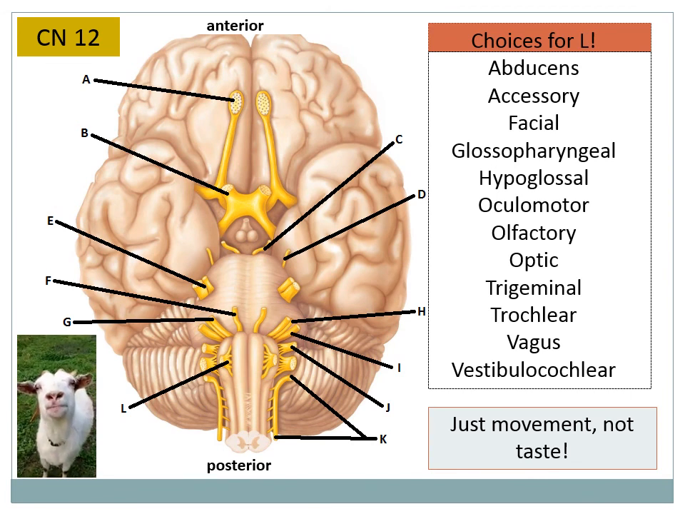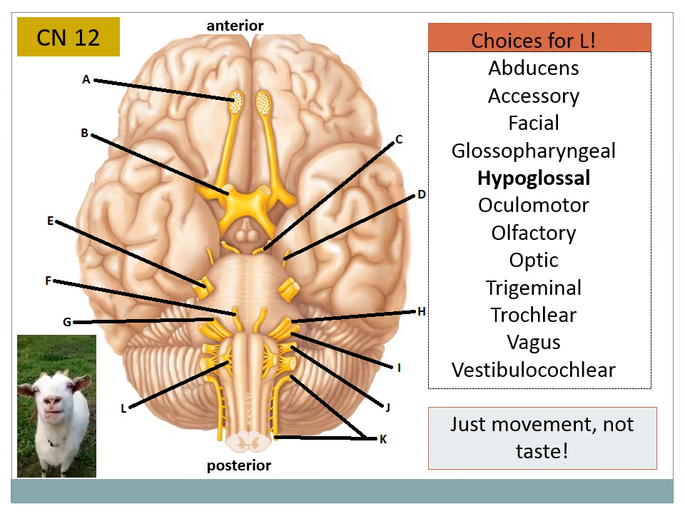Now we're on to the very last cranial nerve here, number 12. Number 12 is our hypoglossal nerve. We can remember this. It's just movement of the tongue. It's not taste of the tongue. We know that glossal relates to the tongue. So this is just movement of the tongue.